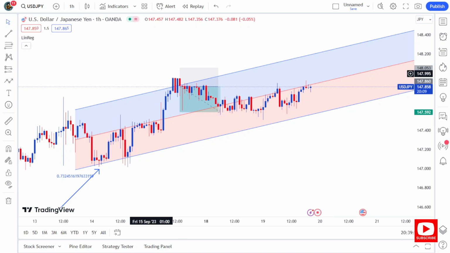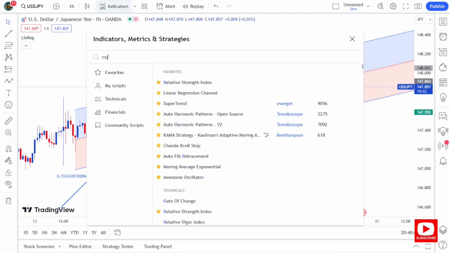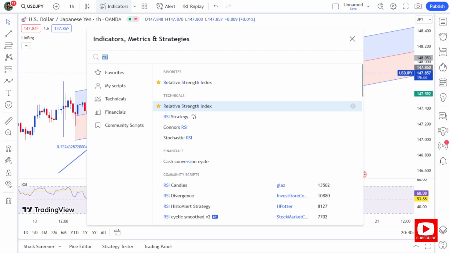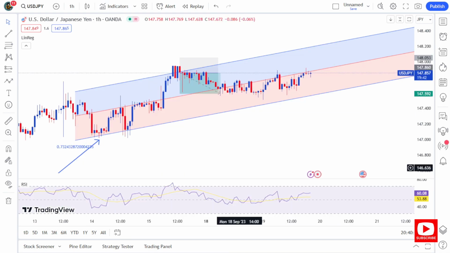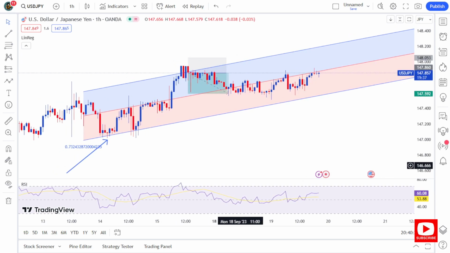That is where we use the confluence strategy, whereby combining two indicators to get a certain price movement, so you'll be able to get better profitable opportunities. So for this indicator, we are going to be adding the RSI as our confirmation indicator. Under technicals, we add the RSI and it will appear on our chart.